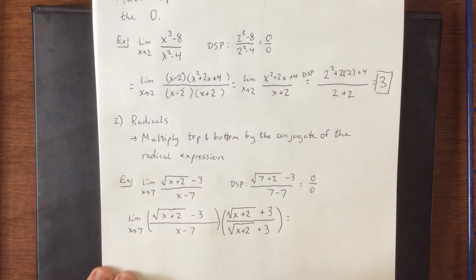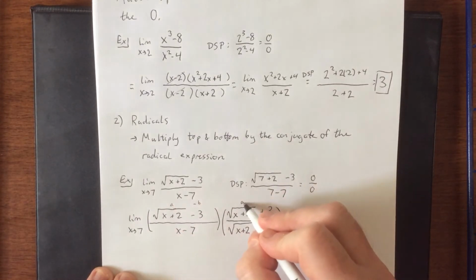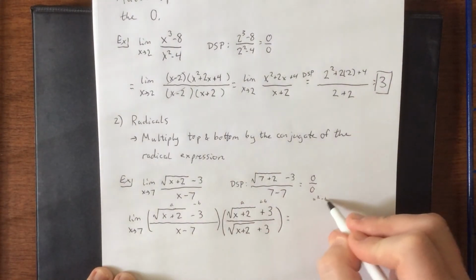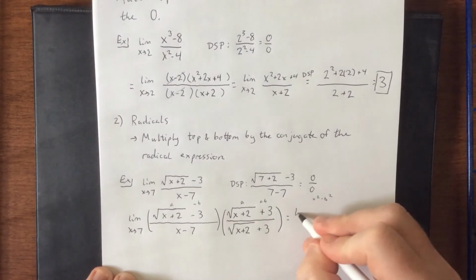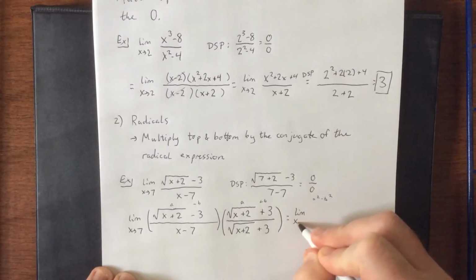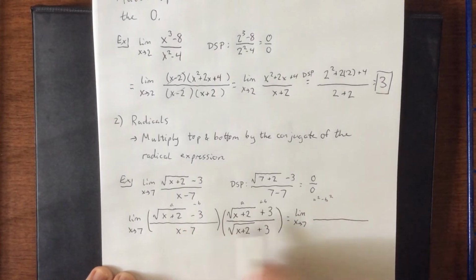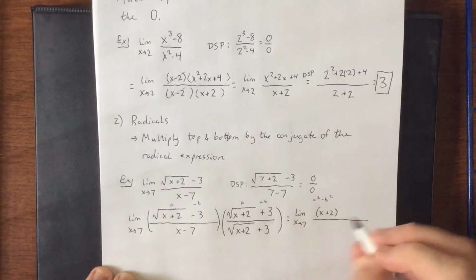The idea behind this is if you take something of the form a minus b and you multiply it by a plus b, then the result is going to be a squared minus b squared. The squares will cancel out the radical. So this will be the limit as x approaches 7 of the square root of x plus 2 squared, so x plus 2, minus 3 squared.